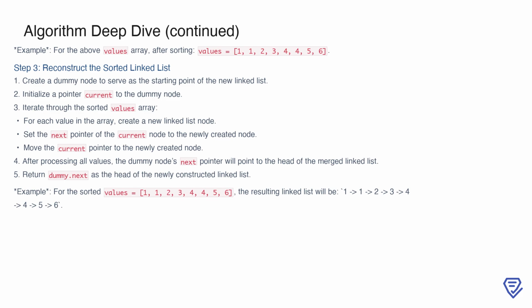For example, if the sorted array is 1, 1, 2, 3, 4, 4, 5, 6, the resulting linked list will be 1-1-2-3-4-4-5-6. Finally, we return dummy.next as the head of this sorted linked list.